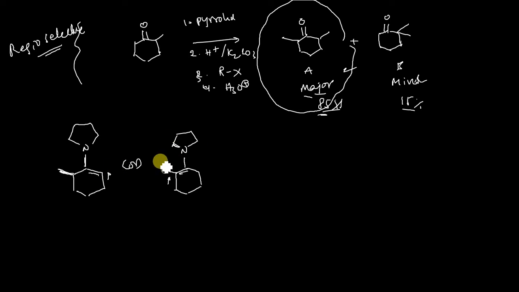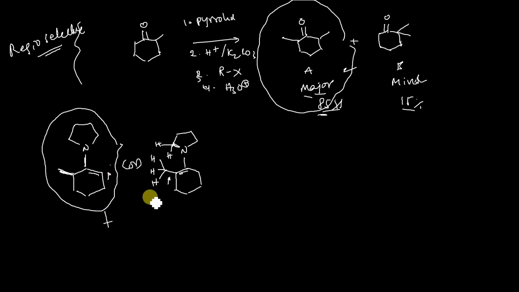When this nucleophile approaches the electrophile, in this case it feels more sterically hindered, whereas in this case it feels very little steric repulsion. That is the reason the formation of the less substituted enamine is predominant in this Stork enamine reaction, so the formation of the mono substituted, that is less substituted, alkylated product is the predominant one.